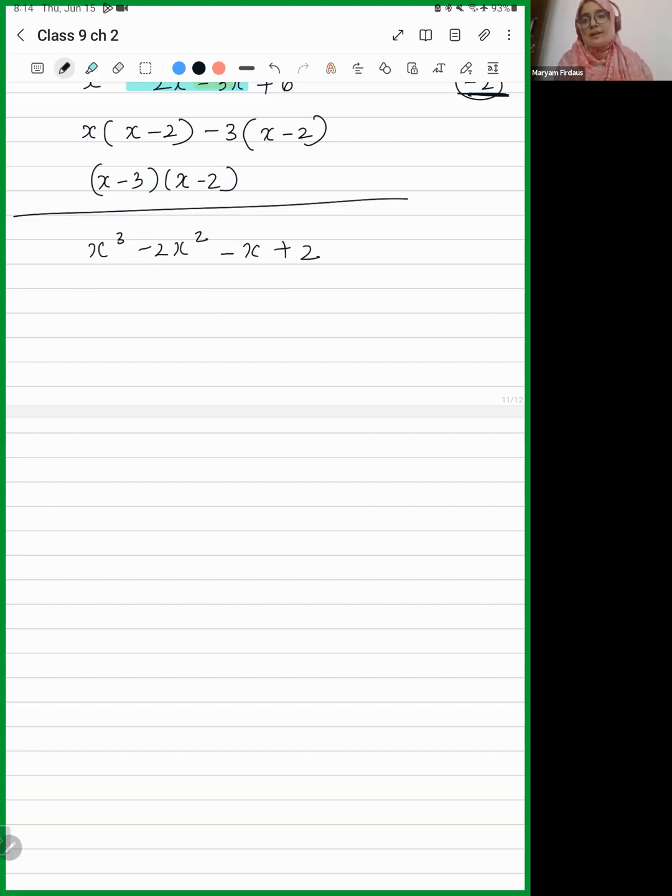What does the factor theorem say again? Use your own words. You are reading it out from the textbook. I want you to answer it in your own words, whatever you have understood about the factor theorem. Ma'am, if x minus a is a factor of p of x, then p of a is equal to 0. Yeah. So if x minus a is a factor, then p of a is 0.